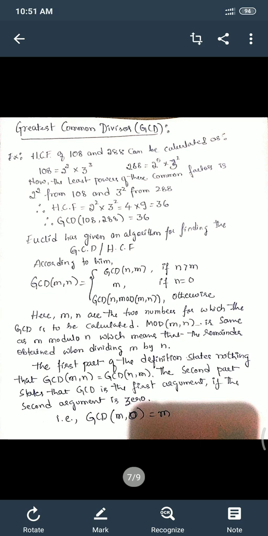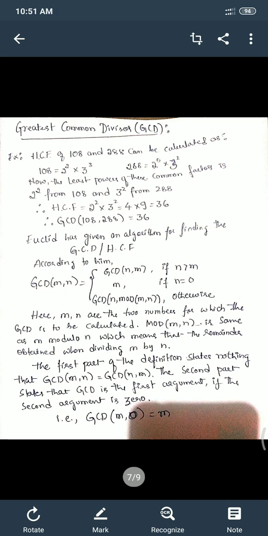So let us understand this HCF with an example. Let us consider the HCF of two numbers, 108 and 288. It can be calculated as 108 equals 2 to the power 2 multiplied by 3 cube, and 288 equals 2 to the power 5 into 3 square. See, what is this?